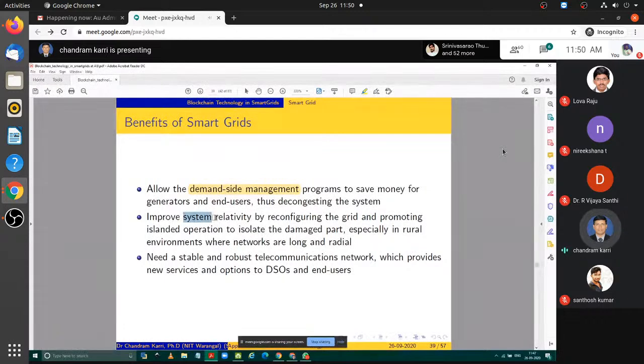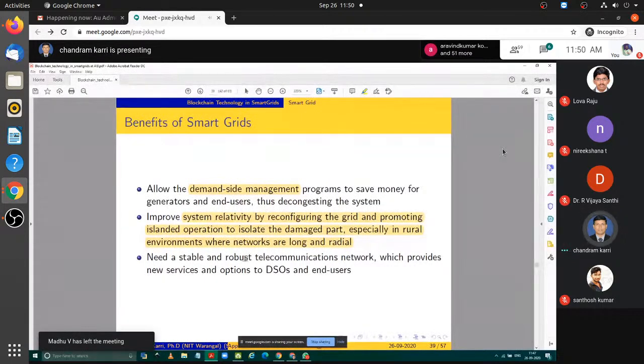It also improves the system reliability by reconfiguring the grid and promoting the isolated generation. See, in India, as I told, there are 5 grids. Now they are trying to make it a unique grid. All these 5 grids will be interconnected, and they will try to have one particular grid, and the transaction of power from one regional grid to another regional grid will be made very simple with the help of this.